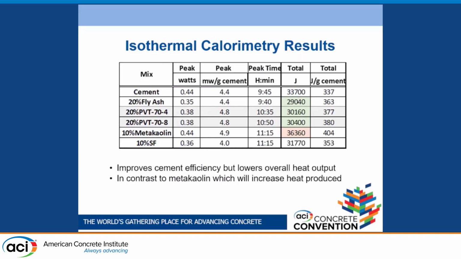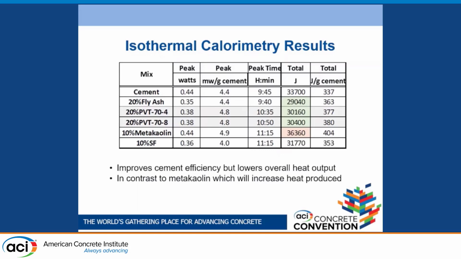Now the isothermal calorimetry results. So if you want to use this in mass concrete, you can see for fly ash a reduction in the total amount of heat that's put out. For these other ones, you can see not quite as good as fly ash, but almost in the same neighborhood. Silica fume's a little bit less under control, but not as large a reduction. But the Metakaolin is kind of interesting.